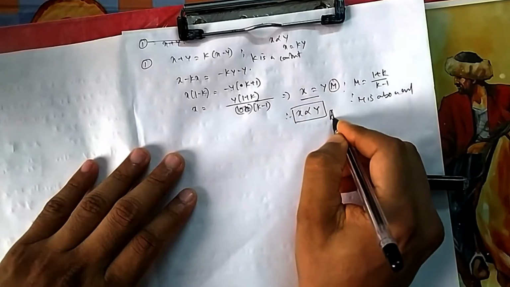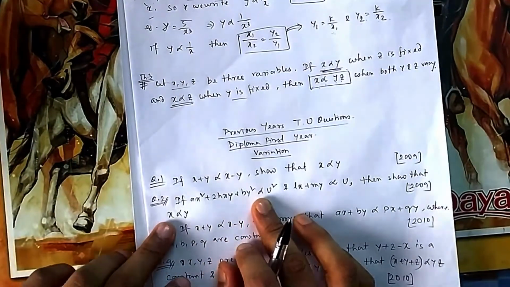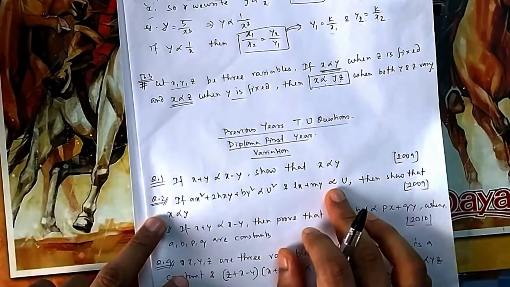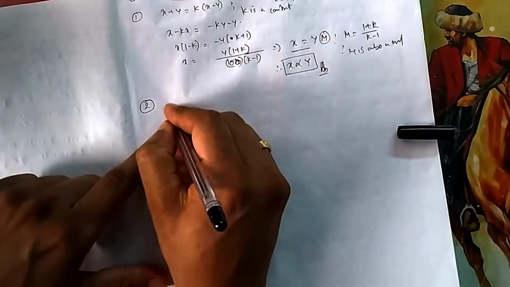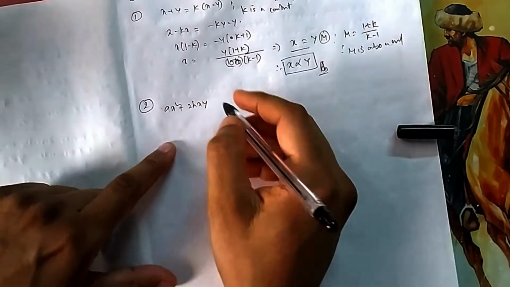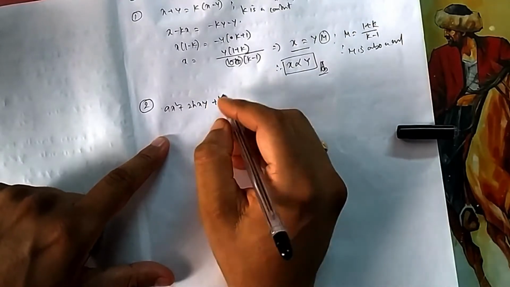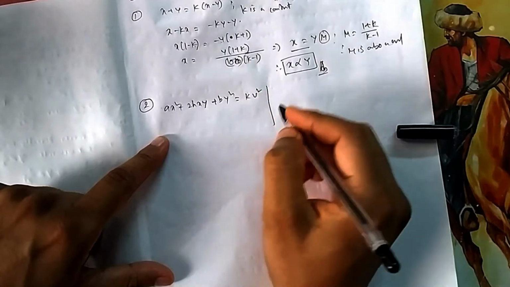From theorem 1, the first theorem: ax square plus 2hxy plus by square is directly proportional to u square, and lx plus my is directly proportional to u. Then show that x is proportional to y. So what is given? ax square plus 2hxy plus by square. All these are constants: a, h, b. But u is not constant because it is directly proportional to u, they are saying.